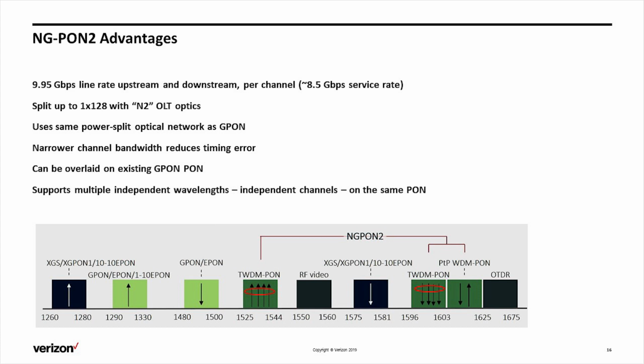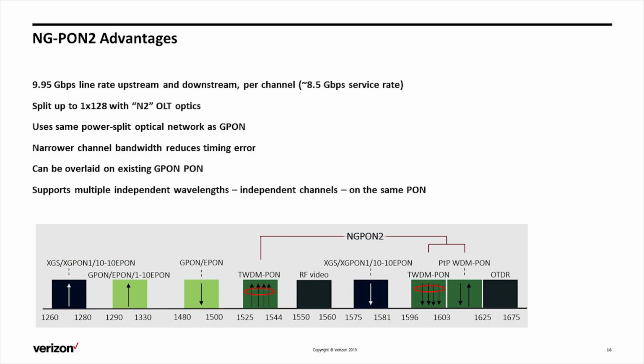Going back up to this point about the narrower channel bandwidth, the bandwidth for the NG-PON2 is significantly narrower than GPON and even narrower than XGS-PON. And what this means is that you can have a significantly lower timing error for NG-PON2. And that's going to be critical if you've got a service where you need to provide precision time protocol support. So for example, a 5G distribution network might need that in a situation where there's no GPS available.